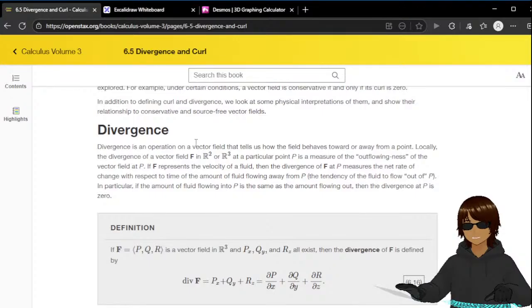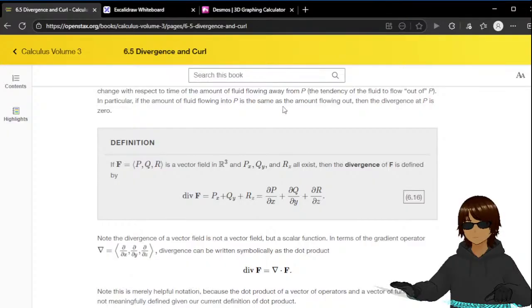Divergence is an operation on a vector field that tells us how the field behaves towards or away from a point. Locally, the divergence of a vector field F in R square or R cube at a particular point P is a measure of the outflowingness of the vector field at P. If F represents the velocity of a fluid, then divergence at P measures the net rate of change with respect to time of the amount of fluid flowing away from P, the tendency of the fluid to flow out of P. Particularly, if the amount of fluid flowing into P is the same as the amount flowing out, then the divergence at P is zero. Okay, I have no clue.